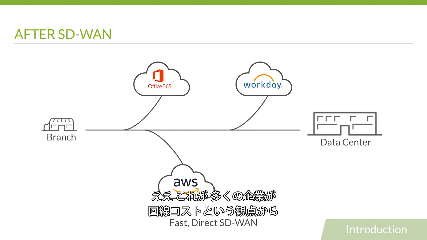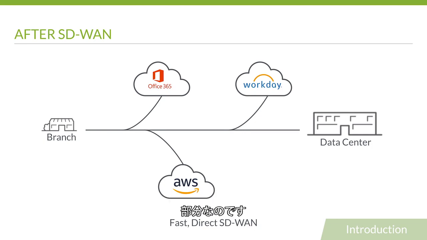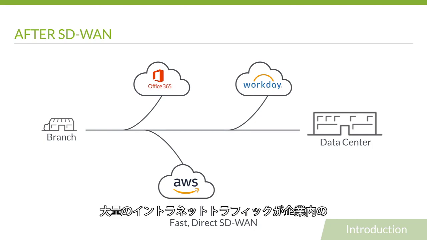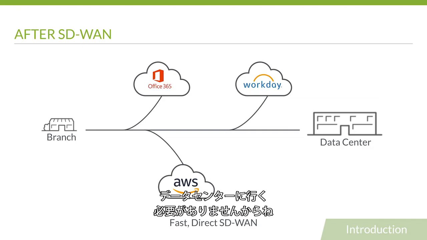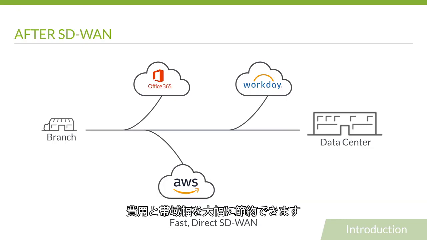Absolutely. And this is where I think a lot of enterprises are looking to reduce operational as well as overall spend in terms of circuit costs, because no longer does a lot of your intranet traffic need to go to the data center within the enterprise. It can actually egress locally on your sites. And then having the ability to, for example, break out applications like Salesforce.com or Office 365 locally at the sites really can save specific enterprises quite a lot of cost and bandwidth as a result.